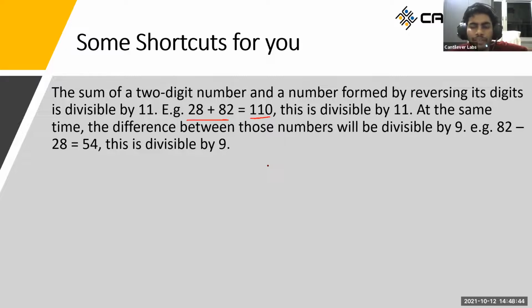And there's also a catch to this. At the same time, the difference between the numbers will always be divisible by 9. Like here we can see 82 minus 28 is 54, which is divisible by 9, because 54 is essentially 9 multiplied by 6.